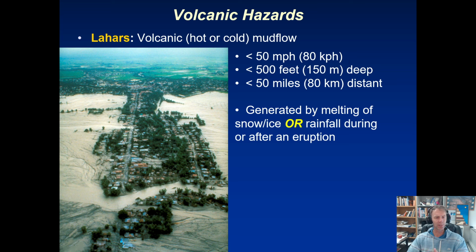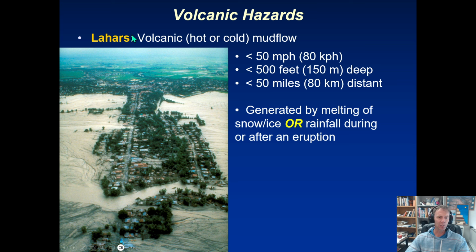So pyroclastic flows, maybe 10 miles or 16 kilometers away from the summit. That would be about the furthest extent of most pyroclastic flows, and usually much closer than that. But lahars can move tens of miles, tens of kilometers away from the vent. You can see some of the numbers there in terms of the speeds, the depth.